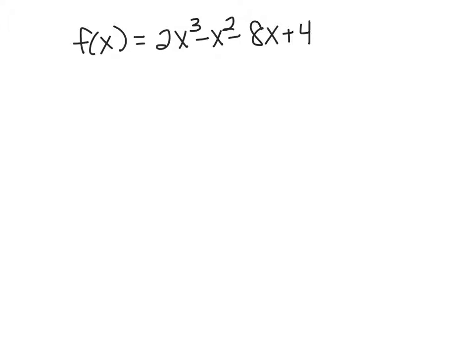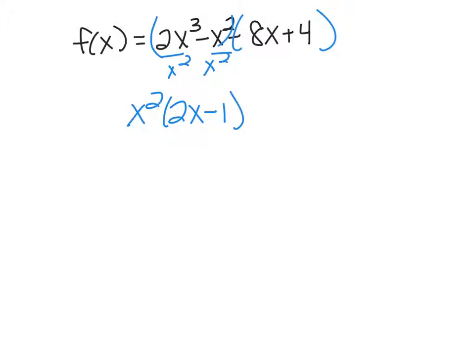This time I have 4 terms. When I have 4 terms, I'm going to group them and I'm going to factor by grouping. In this first one, I'm going to factor out an x squared. When I divide out an x squared of each, I'm left with 2x minus 1. The second one, I'm going to factor out the negative, and in common I have 4, so I'm going to divide out a negative 4 in each. A negative divided by a negative is a positive 2x minus 1.